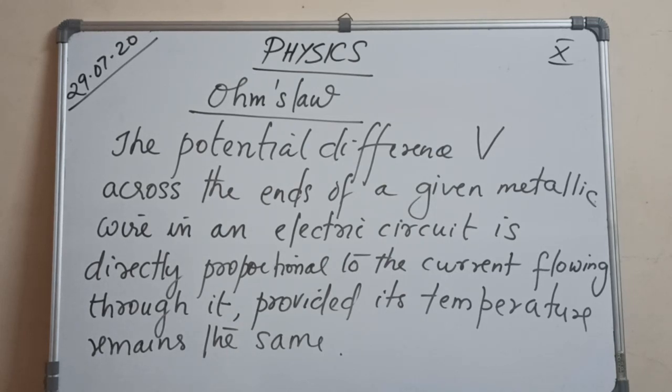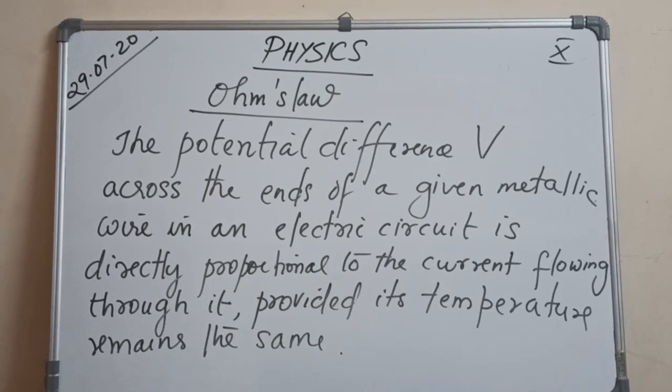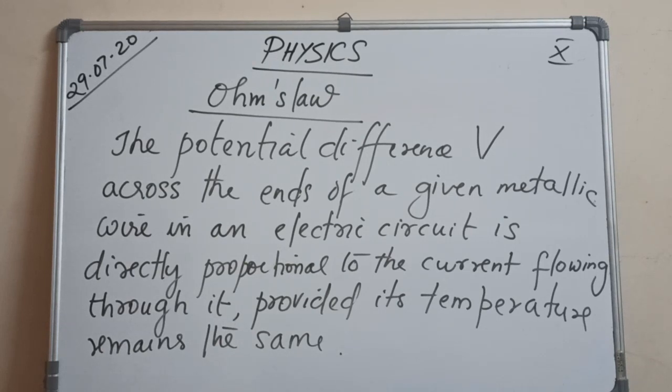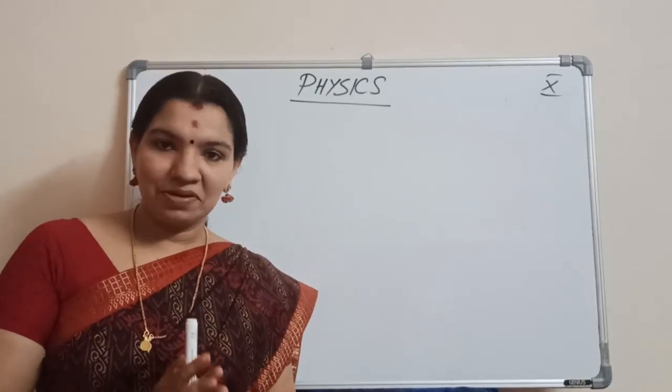So once again the statement, the potential difference V across the ends of a given metallic wire in an electric circuit is directly proportional to the current flowing through it provided its temperature remains the same. So now itself you have to learn it by heart. Just understand the concept and then study. Okay, the statement is clear.